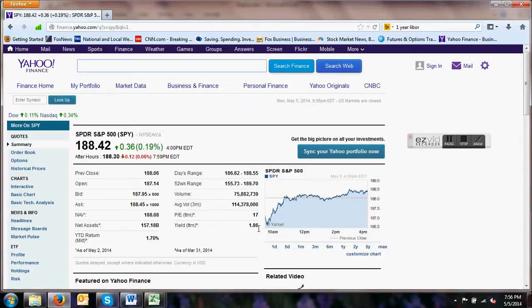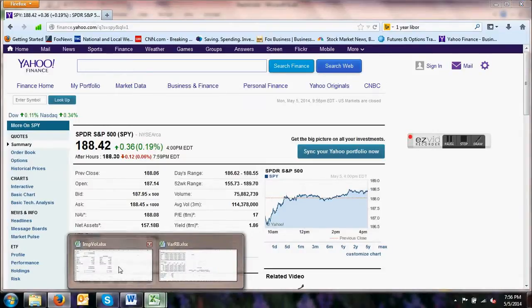So if you're going to have to do the implied volatility for each stock in your portfolio, and some of your stocks are going to be ETFs, the yield here would just be 1.86%. All right.